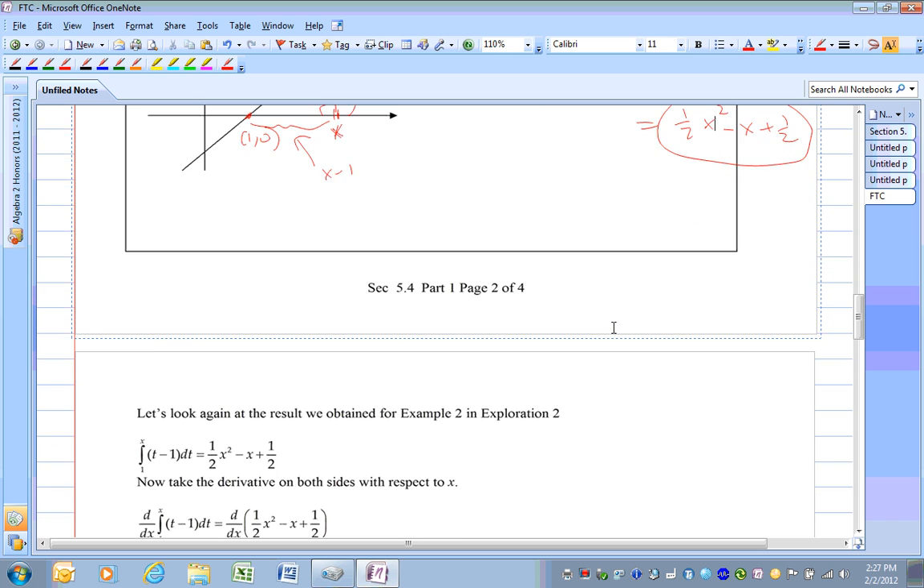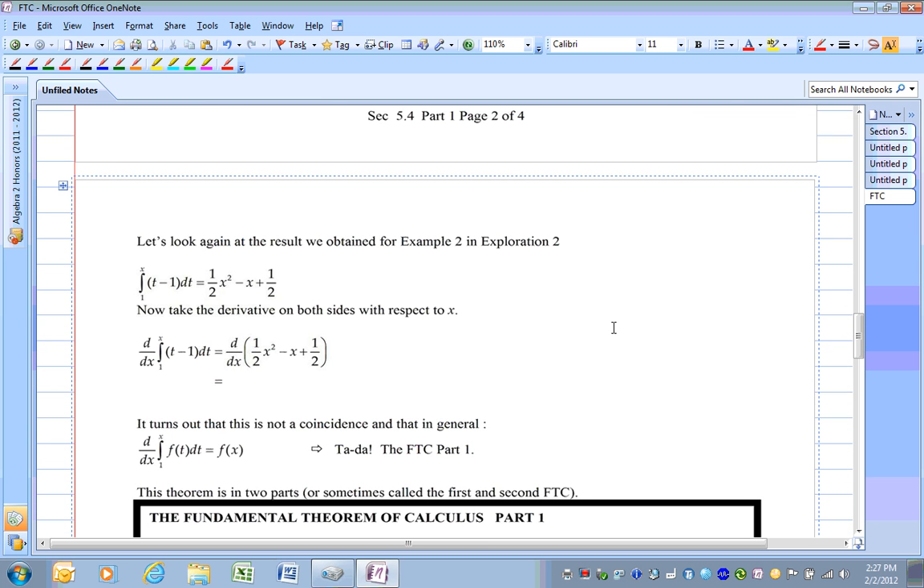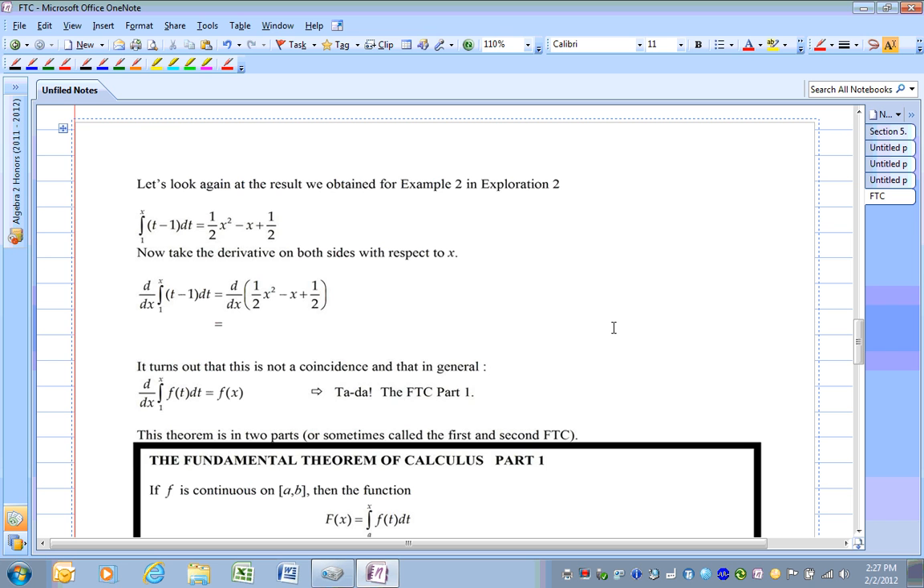So let's go on to the next page. So this is what we had, right? This expression we got, that the integral was 1/2 x squared minus x plus half. Now what if I took the derivative of both sides with respect to x? Remember, you're taking the derivative and doing antiderivatives. So it's almost like they're knocking each other out here. If we think about it, if you take the derivative of the right side, what would you get with respect to x?